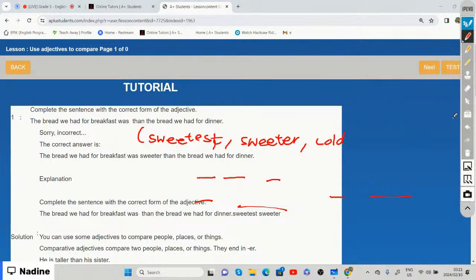Why do I put cold? All right, let's just go with sweetest and sweet. So the bread we had for breakfast was, do we say it was sweetest than the bread we had for dinner? Or the bread we had for breakfast was sweeter than the bread we had for dinner? Which one is the correct one? This is, think of a comparative adjective.